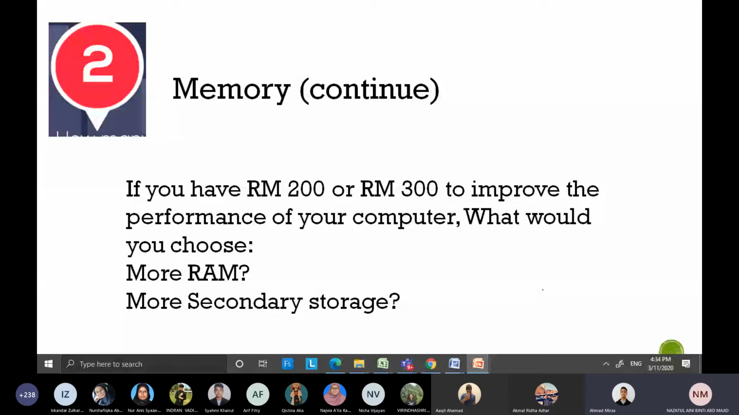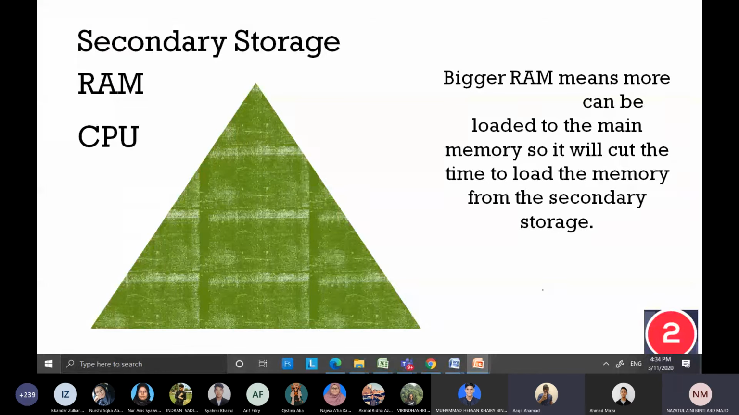Okay, you already have a high size of RAM. How about others? Need both, but you only have one choice. It depends, right? So bigger RAM means more what here? More can be loaded to the main memory.